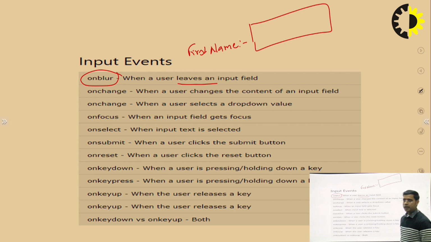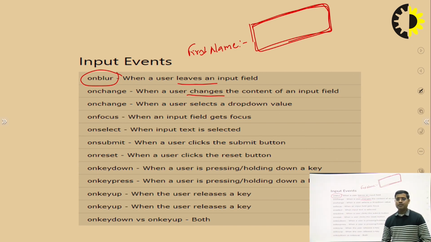So the on blur event says that when a user leaves an input field, this box will be on blur. Similarly, if I am talking about the on change event, that means when a user changes the content of an input field. Sometimes a developer or person can change or modify the input element or input field, right?